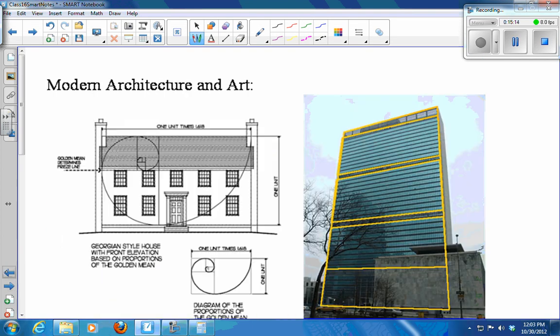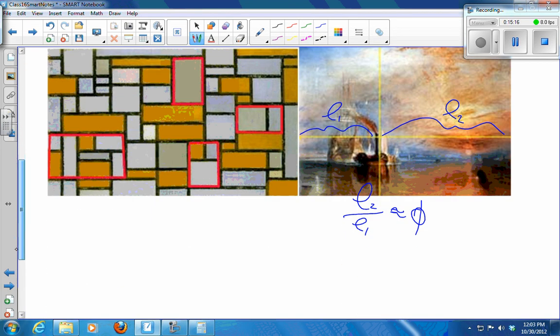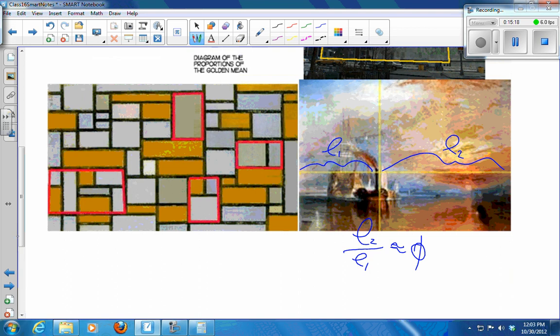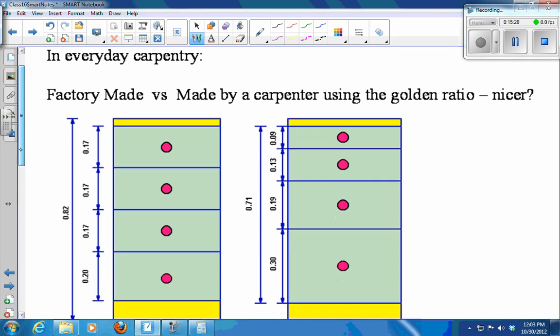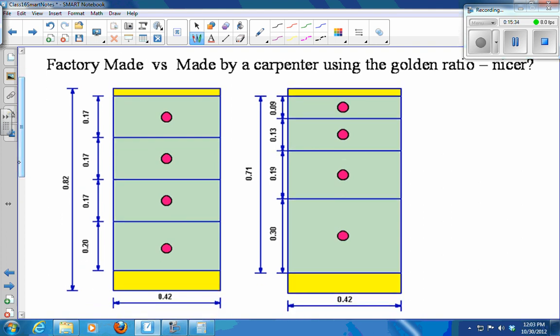So this is something that I've had students do as projects: try to create a piece of art based around the golden ratio or a golden spiral or something like that. Or you could build something like this if you're good at carpentry type things. So this is a factory made versus a carpenter made by hand using the golden ratio in designing the height of the drawers.